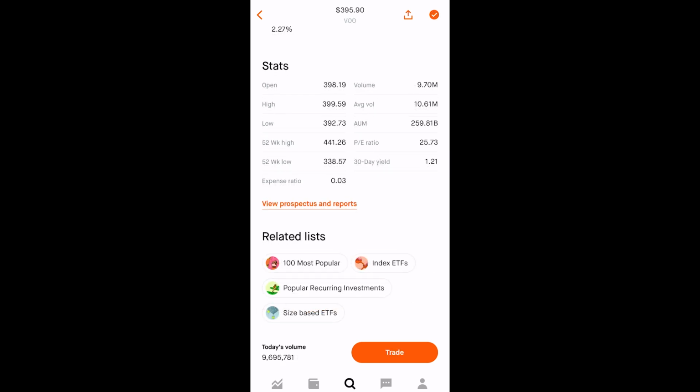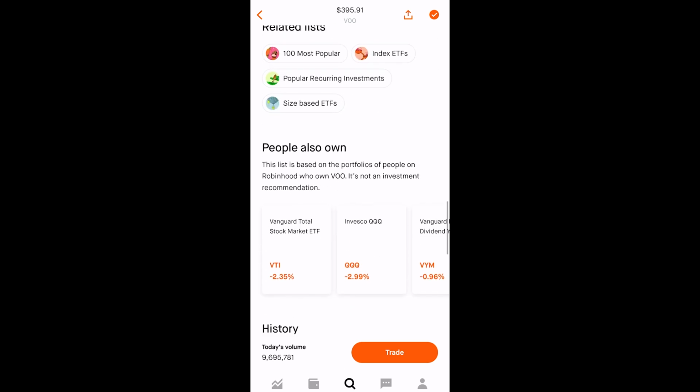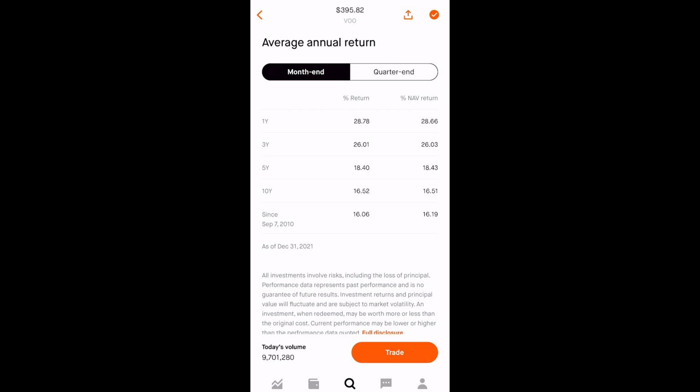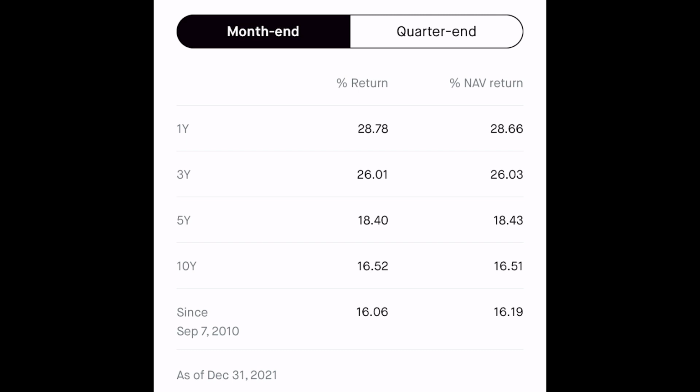Now back over to Vanguard's stats, if you scroll below the stats, you're eventually going to get to the average annual return, which is also handy because you can see some real numbers here. This is also a really good way to look at these numbers and compare different ETFs based on how they've been performing over the last 1 to 10 years. So these numbers are also helpful to look at.